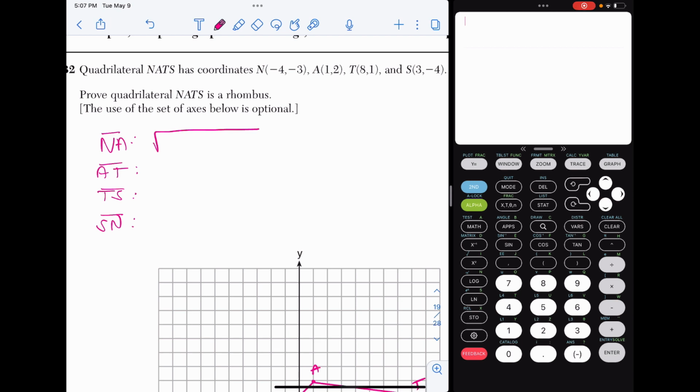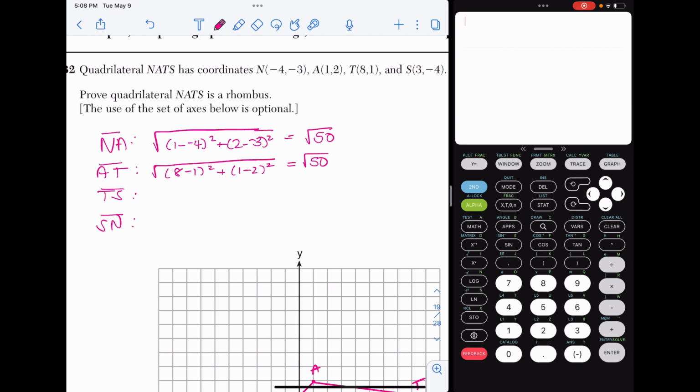So for NA, subtract the x's squared, subtract the y's squared, and this is going to give us radical 50. For AT, subtract the x's squared, subtract the y's squared, also radical 50. If you're unsure how the 50 is coming about, put everything besides the radical in your calculator.